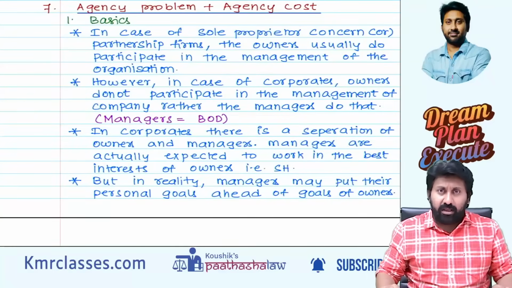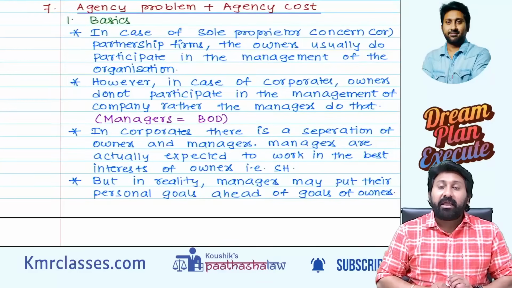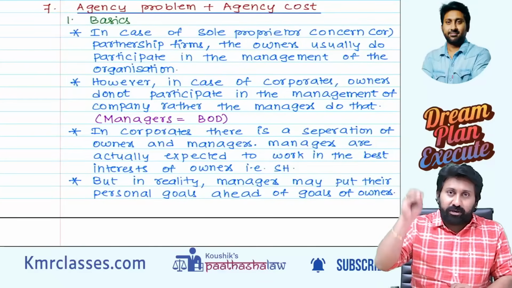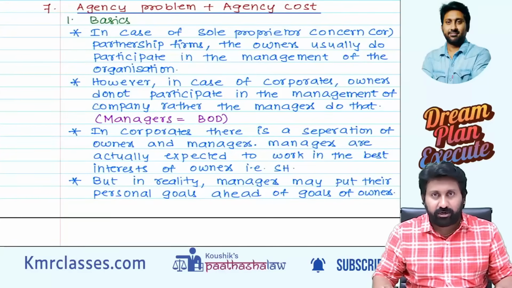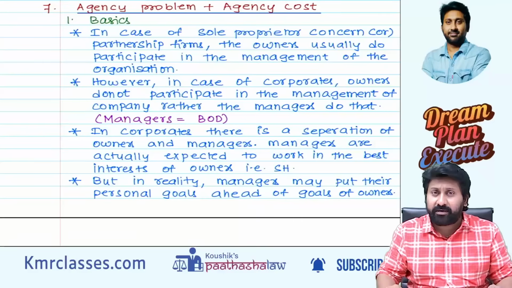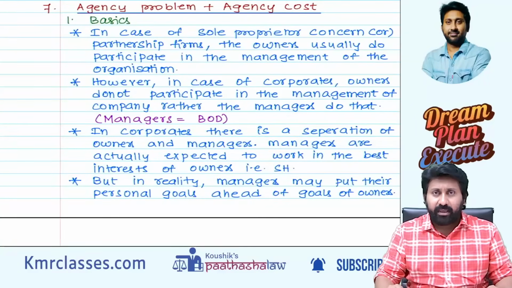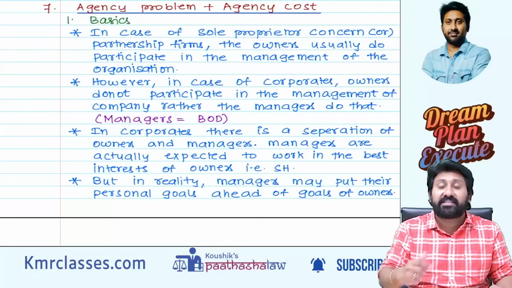Point number one. Now the agency problem started. What do you mean by agency problem? In a company, owners who invested money, the so-called shareholders, do not participate in the management. Then who will participate in management? The board of directors, also called the managers, will participate. Here there comes a problem called the agency problem.